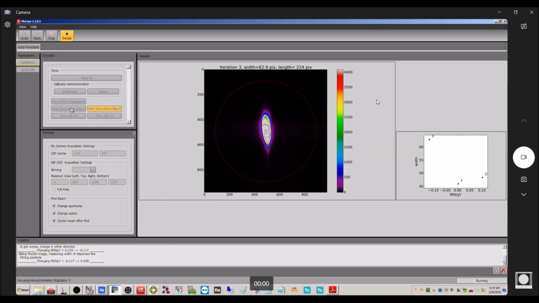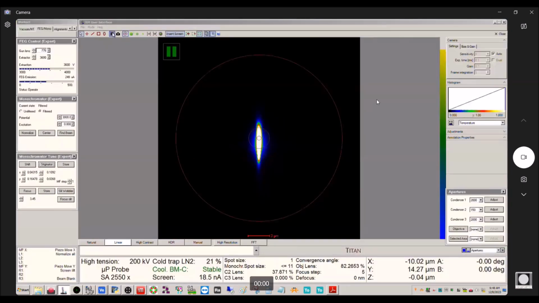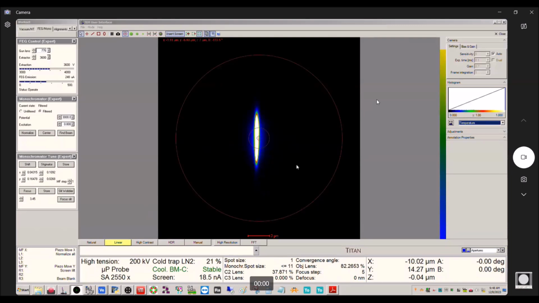And the way it's doing this monostig X is, again, it uses the GIF. It actually measures the energy spread of the zero loss peak, and that's how it's tuning this. So it's not the same as what it's doing here. This is actually just looking at the image and tuning it that way. All right, so we're all set here. Okay, so yeah, that actually looks better than how it was.